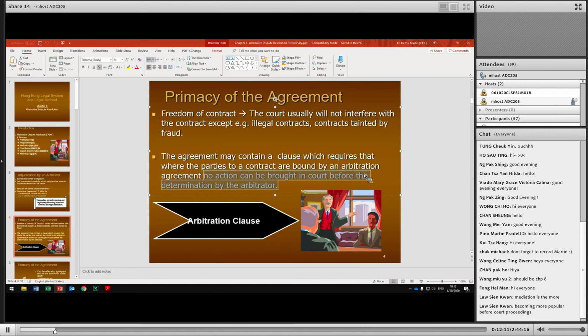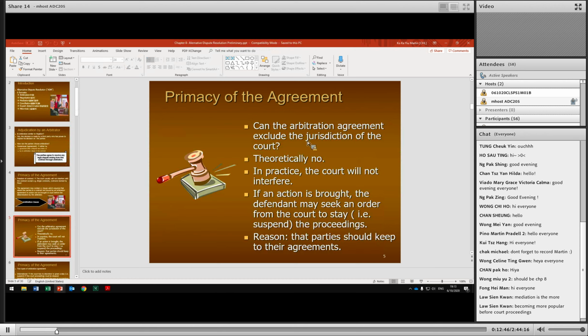litigation in the court. So if you are a party to the contract, if the contract has an arbitration clause, whenever there's any dispute, the party cannot bring the case to the court. They can only use arbitration to resolve the dispute. So it's the effect of the arbitration clause. Unless you are very willing to use arbitration, don't include an arbitration clause in the contract. Because if you do so, you'll be bound by this arbitration clause. You cannot go back to the court. You cannot take the case to the court.